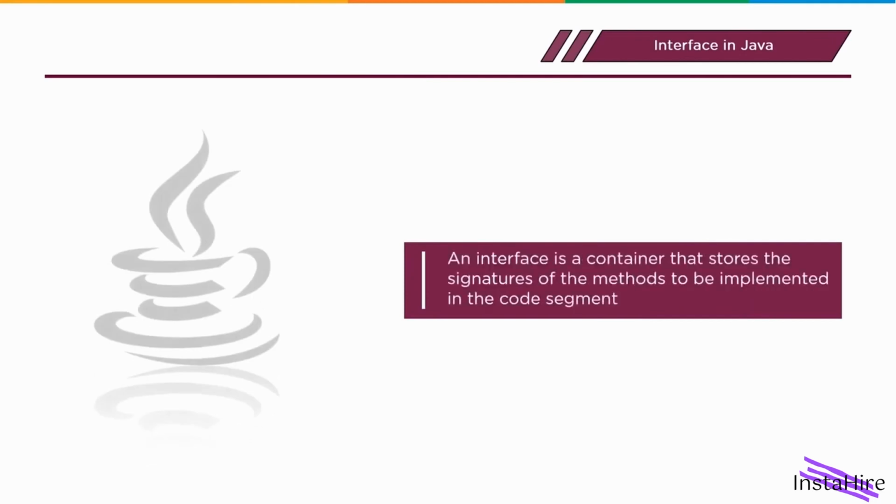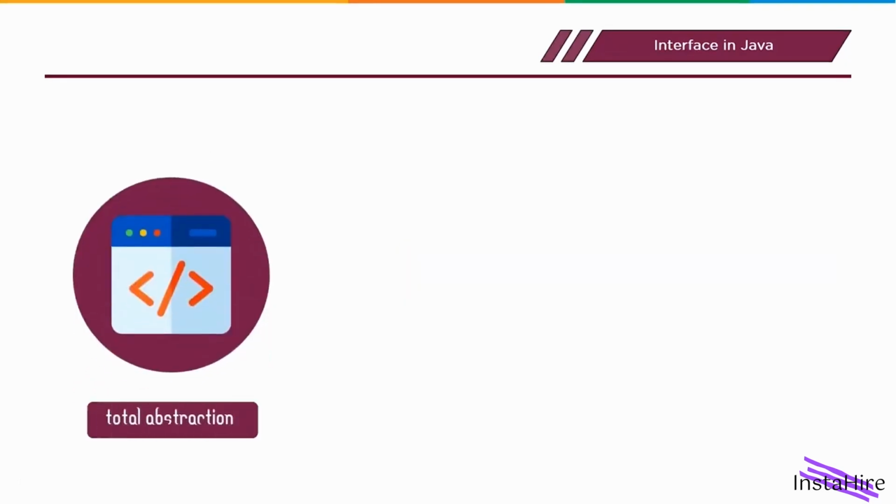So what exactly is an interface? An interface can be defined as a container that stores the signatures of methods to be implemented in a code segment. To explain it in more detail, an interface in the Java programming language is an abstract type that is used to specify a behavior that a class must implement. They are similar to protocols. Interfaces are declared using the interface keyword and only contain method signatures but not the complete method definition, along with constant declarations.